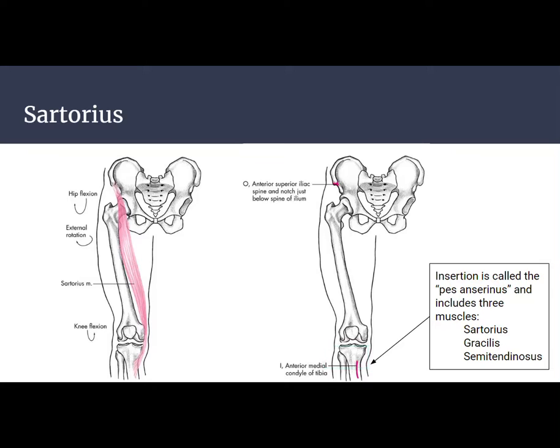We also have the sartorius. It's kind of the yoga posture muscle because it allows hip flexion, knee flexion, and lateral rotation. And it is coming off the anterior superior iliac spine and going into the anterior medial condyle of the tibia. This insertion is called the pes anserine, and it includes the sartorius, the gracilis, and the semitendinosus, which all insert there.